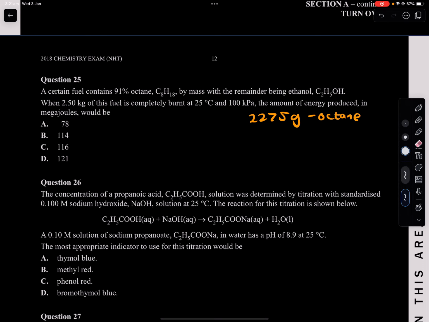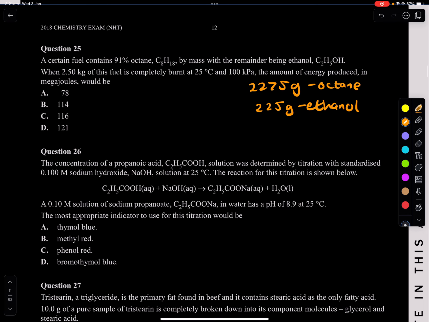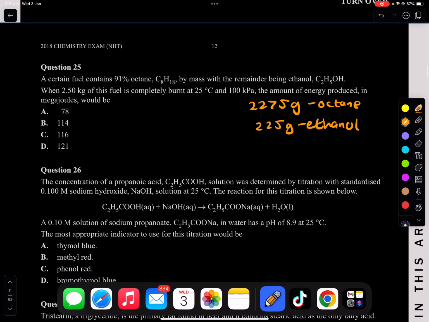Whereas, again, the rest of the other one: 2,500 minus 275, the rest. So what am I doing? The rest minus 275, the rest, which is 225 grams, which is ethanol, and I want to find the energy. That's easy because, as in the CLC, we are luckily given it in our data book.